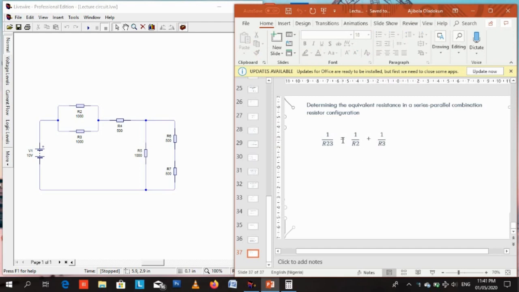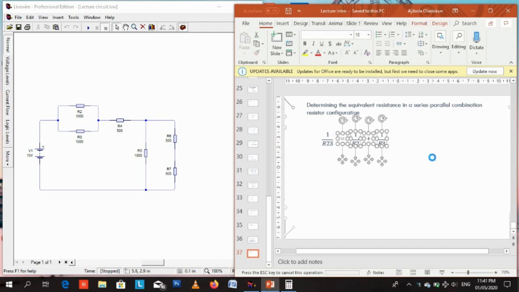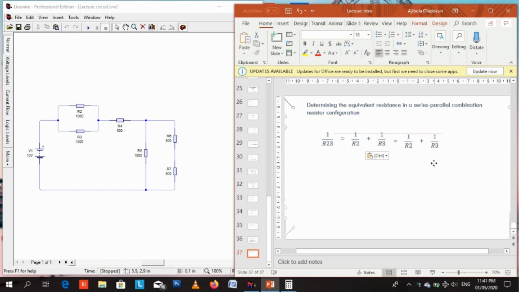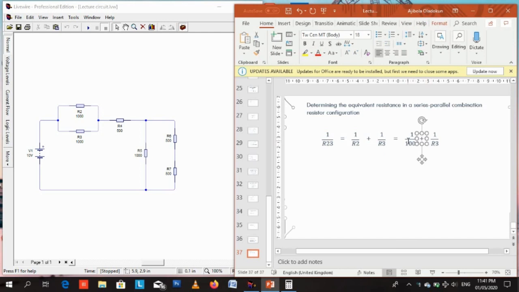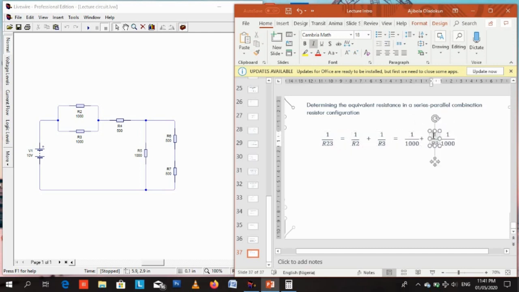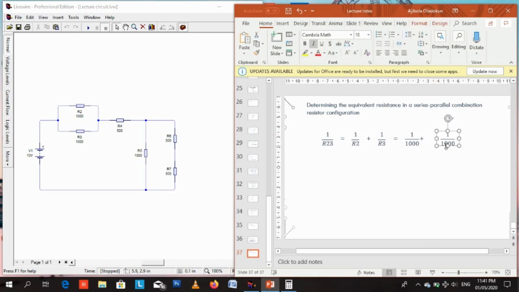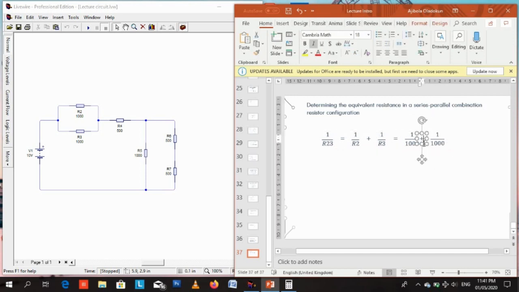So R2 and R3 in parallel as a unit, we want to resolve just that alone. So that will be equal to, let's substitute the values for R2 and R3. R2 is 1000 ohms. Let's delete that, 1000 ohms. And then R3, we can just copy and paste, duplicate it. R3 is also 1000 ohms. So let's delete R3, replace it by 1 over 1000. Let's shift the plus sign to the right a bit.